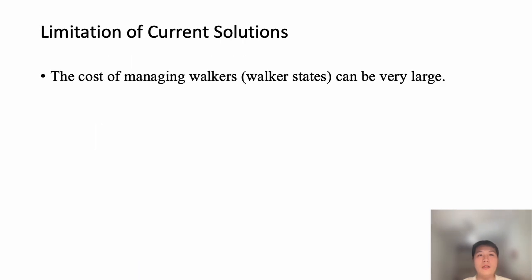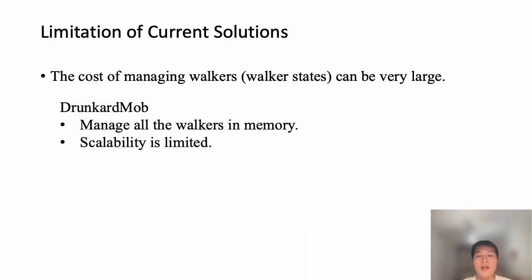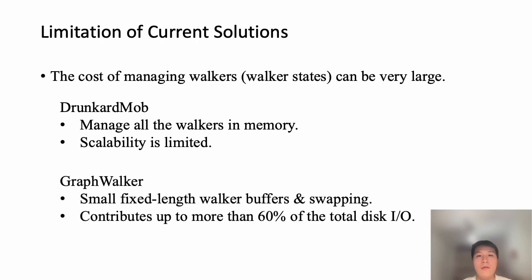Another limitation is that the cost of loading and saving worker states can also be very large. On the one hand, ThunderRW manages all the worker states in memory. It results in limited scalability. On the other hand, GraphWalker uses small fixed-length worker buffers to manage worker states, and it swaps worker states between memory and disk. It contributes more than 60% of the total disk I/O.